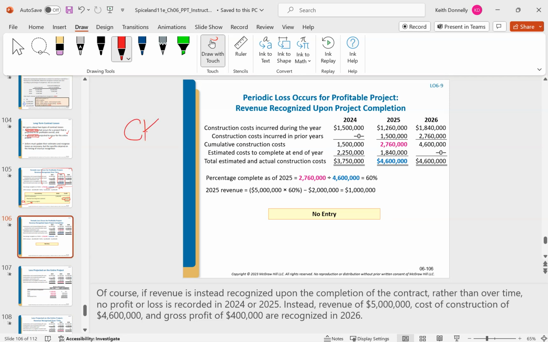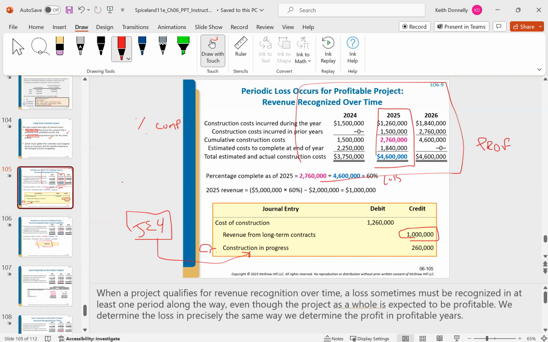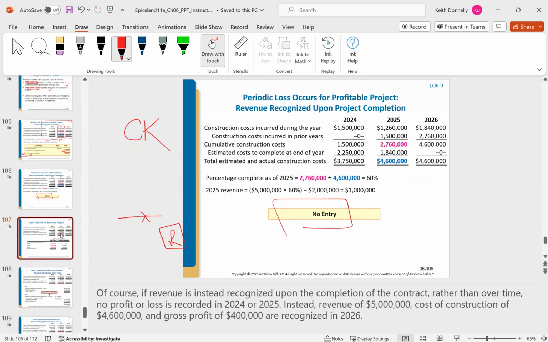For the completed contract, if you have that little blip, the little loss, you don't do anything, right? You just wait until the end and you recognize the revenue at that point in time. So that's the situation when you have the blip, where you have that periodic loss, but the whole thing's still profitable.